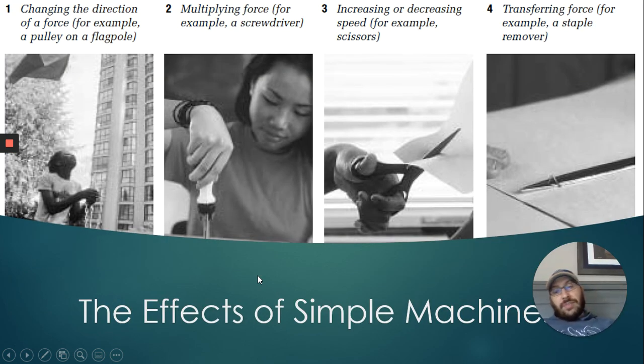This is the last slide for the first section. I'm just going to do two short videos instead of one long one. This talks about the effects of simple machines. You might want to pay close note to this if you want a colored picture. It's in your textbook. This might be on the quiz.